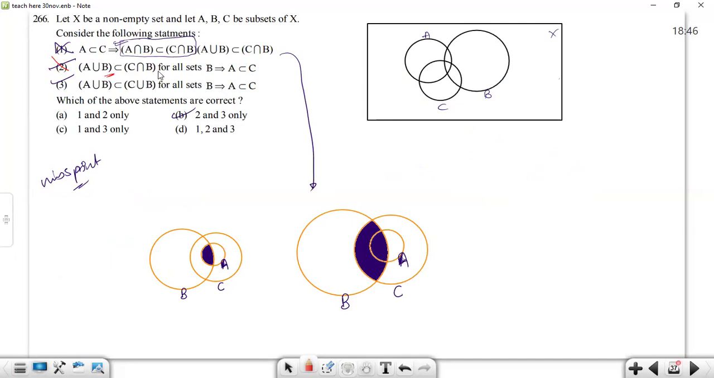I mistakenly took both of these statements as one, but they are different. This is C intersection B. C intersection B is this, and A union B is both. So there is a misprint in this question for sure. And if you find it otherwise, then please let me know. Okay.